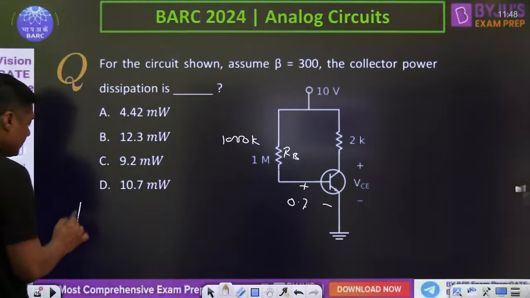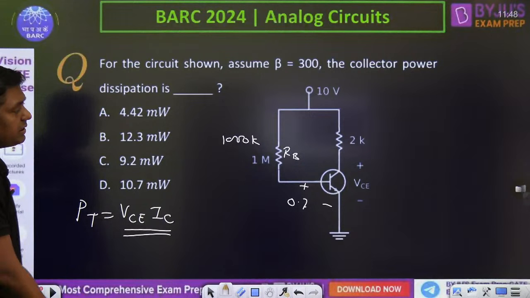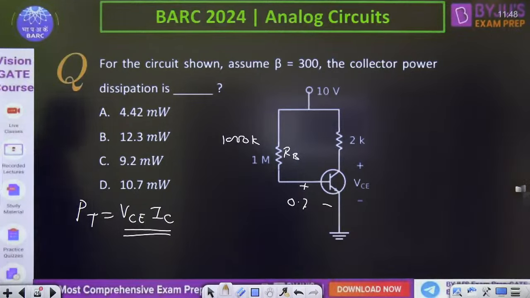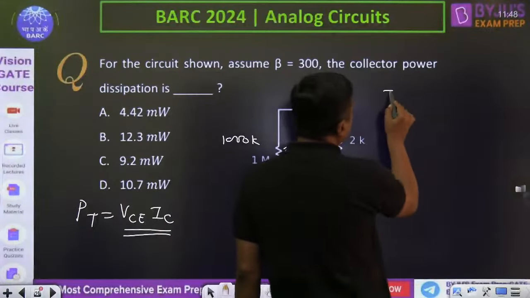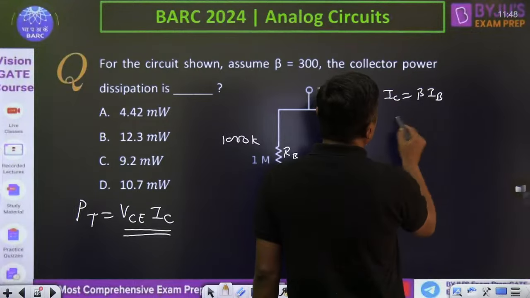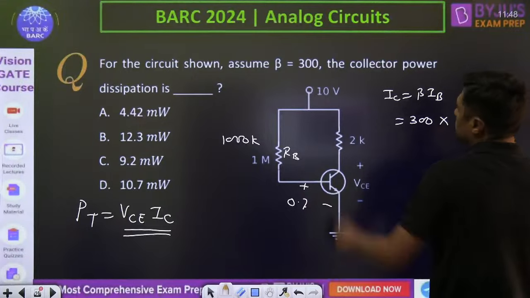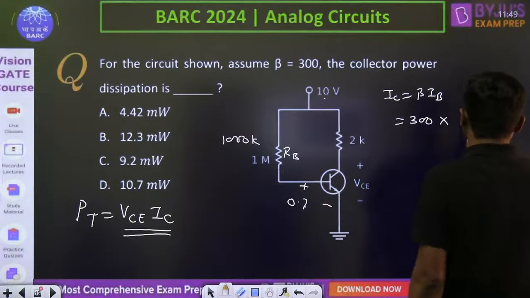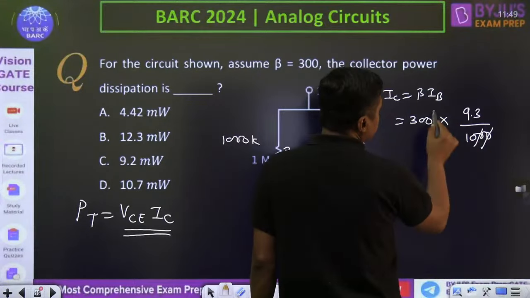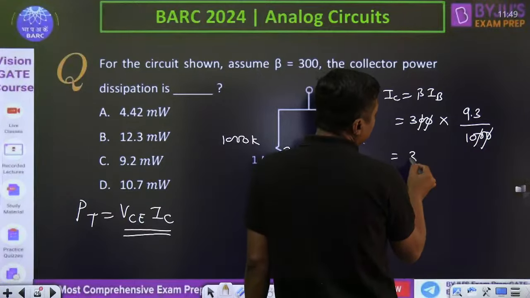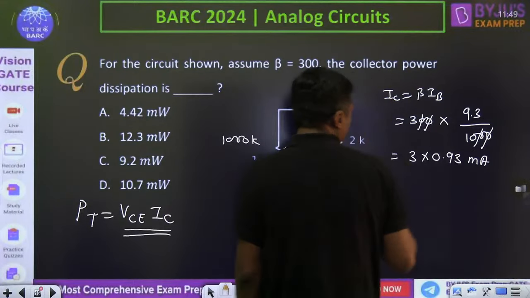Normally the power dissipation means the power dissipation across the transistor: VCE into IC. That is called the power dissipation. So first of all, quickly find the value of IC. That is equal to beta times IB. What is the beta? 300. What is the IB? 10 minus 0.7, that is 9.3, upon 1000. This is in milliampere. Now this cancels out. And then 3 into 0.93. That is the value of the IC in milliampere.